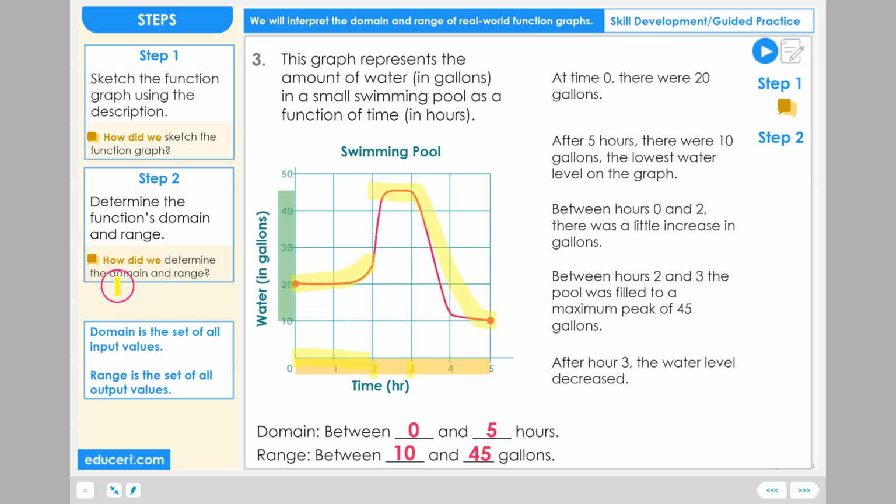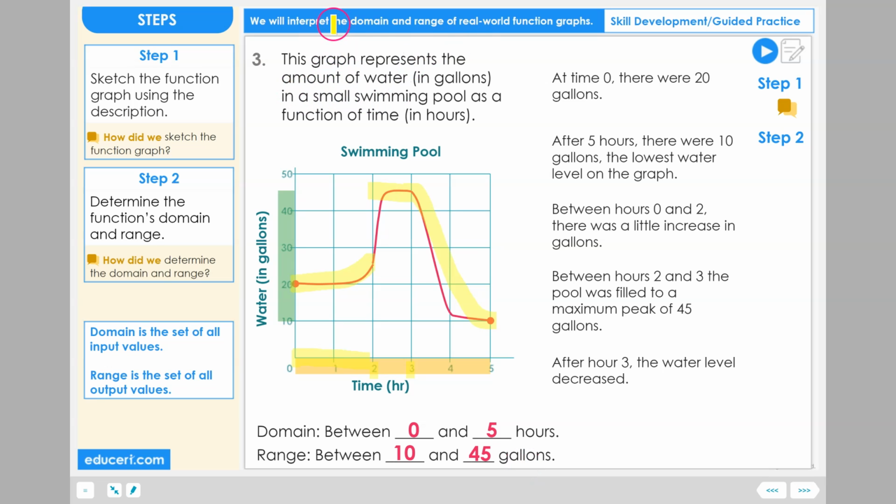How did we determine the domain and range? We determined the domain by finding the set of all input values that had output values available, seeing that the first one occurred at 0 hours and the last one occurred at 5 hours, and the continuous line tells us that every time in between also has an output value. And we found the range by finding out what's the minimum output value and the maximum output value. Between hours 0 and 5, the pool was filled to some amount between 10 and 45 gallons.